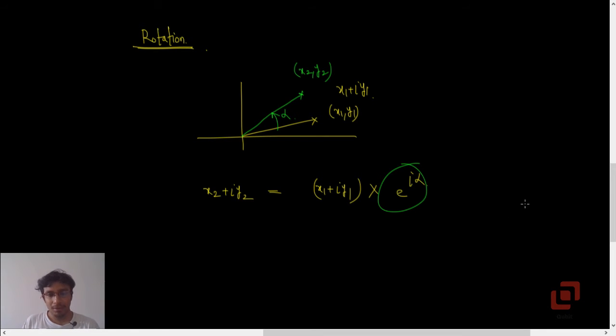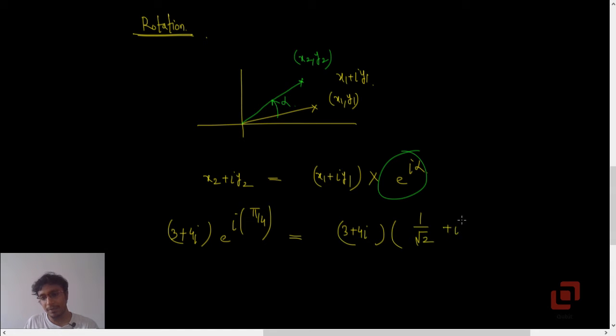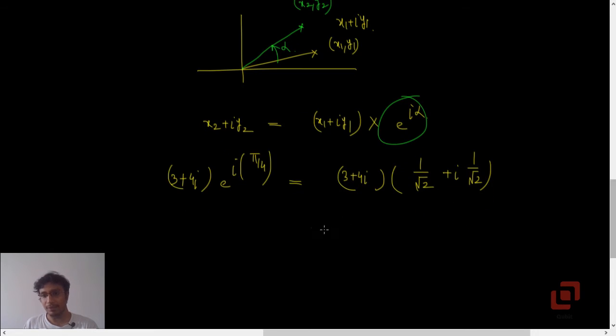Okay, so let us say we have this point 3 plus 4i. And you wish to rotate this vector in short by, let's say, 45 degrees. So what will the coordinates of the new point be? The coordinates of the new point will be given by 3 plus 4i into e to the power i pi by 4. So it's 3 plus 4i into, by Euler's formula, 1 by root 2 plus i into 1 by root 2, cos pi by 4 plus i into sin pi by 4.